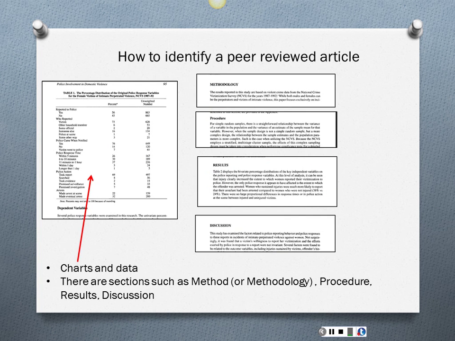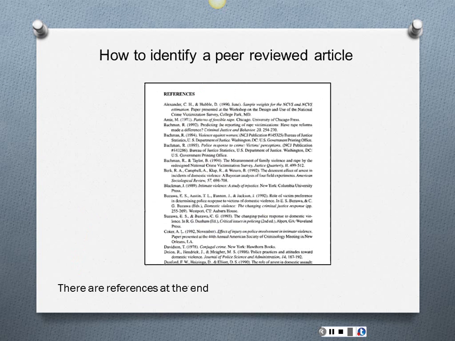And some of these are method or methodology, the procedure used to do the research, the results of the research, and a discussion. And then finally, at the end, there's a list of references. And these are the articles that that particular author used when writing their article. It's also a great source of additional information on your topic.